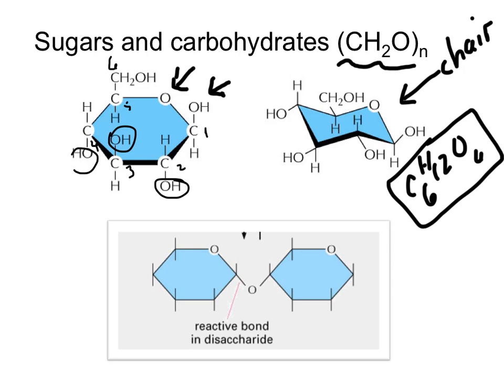But you do need to know these numbers, right? If I label it over here, notice the carbons aren't shown in the chair structure, so it's the vertices 1, 2, 3, 4, 5, 6. Those are the 6 carbons. What I do care about is that you understand how we link these sugars together. In the picture down below, you see a glycosidic bond.